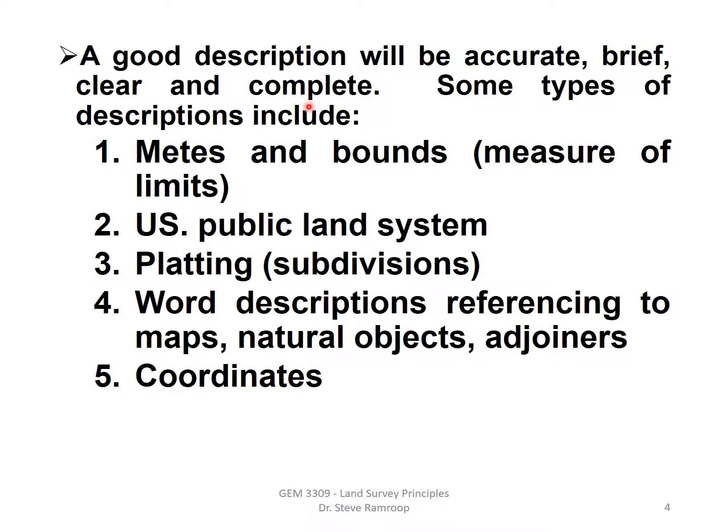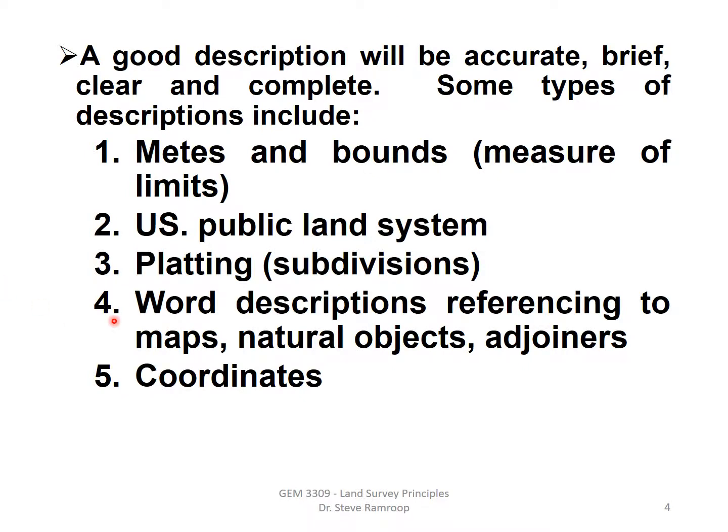These are the different types of description. First, your metes and bounds. It can be metes, or it can be bounds, or usually a mixture of the two, which we spoke about in the earlier chapters of the textbook. Another type of description is the U.S. Public Land System, USPLS. We covered a large majority of that in the textbook.